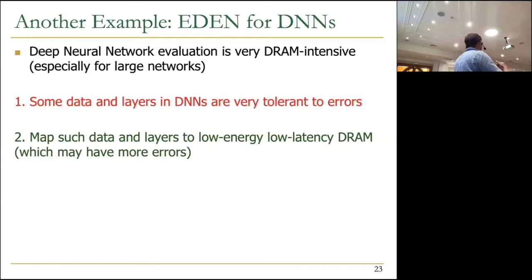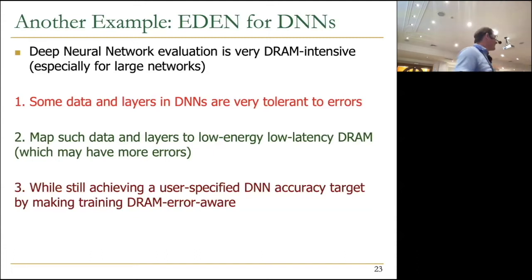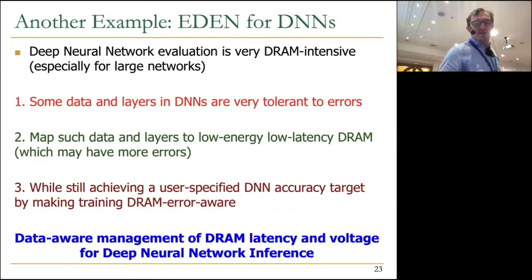And you get a higher error rate because you reduce the latency and reduce the energy significantly. Energy means voltage, for example. The goal is to still achieve a reasonable accuracy level. And with DNN training, you can actually achieve this over time by making it DRAM aware. So this is an example of data aware management of DRAM latency and voltage for deep neural network inference.